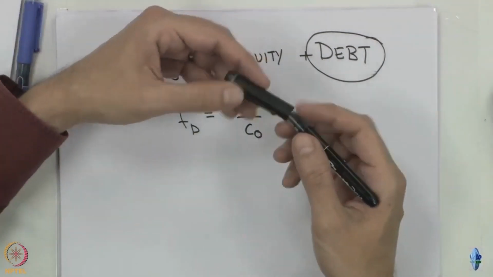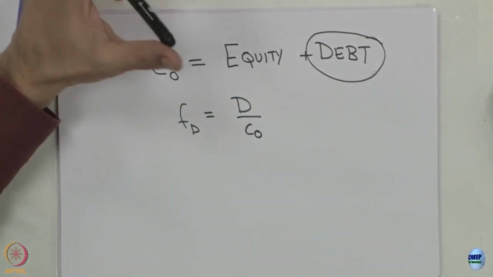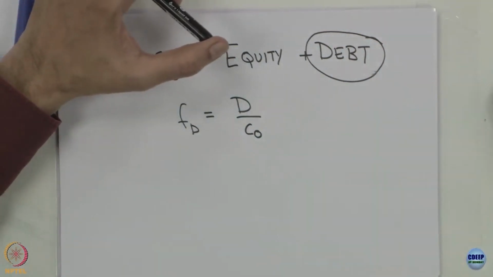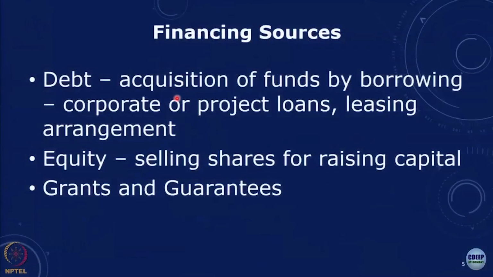So the debt by definition would be the acquisition of funds by borrowing, and this could be either corporate or project loans, or it could be a leasing arrangement. And equity is the promoter's own contribution, and it could also be done in terms of selling some of the shares for raising the capital, so that you give someone a share of the company.